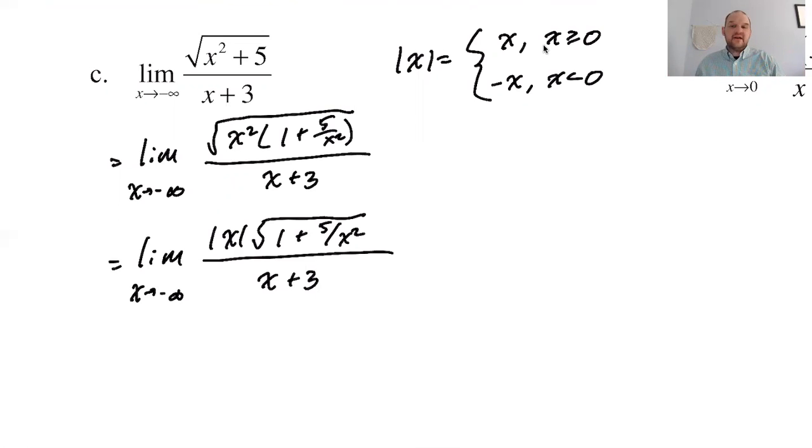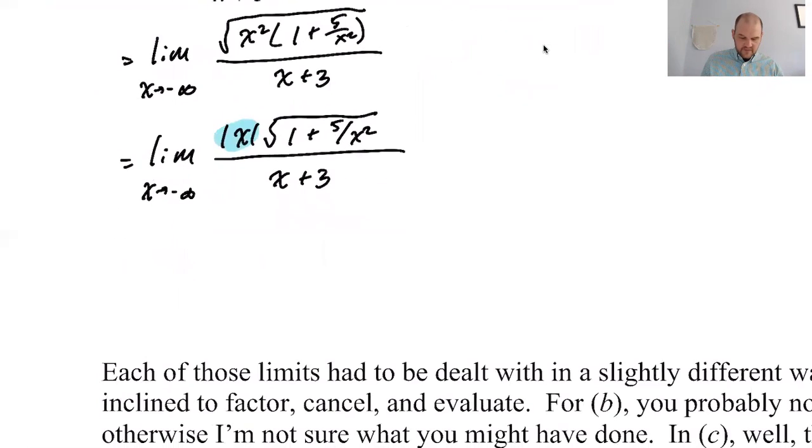So because of that, we can make this leap and say, if x is going to negative infinity, x is definitely negative, which means we can replace the absolute value of x. We can replace this with this because we're going to negative infinity. If we're going to positive infinity, we'd replace it with x. So that's a big step on this.